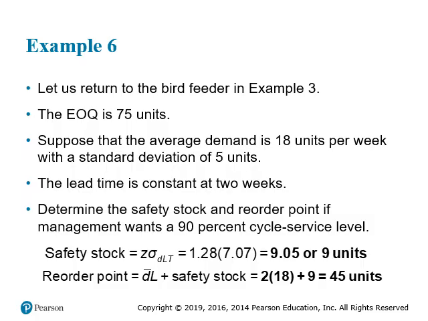The reorder point, then, will be expected demand during lead time, which is 2 weeks of 18 unit demand, or 36 units, plus the safety stock, which is 9, so our reorder point ends up being 45 units. So we have 36 units of cycle inventory that's a part of our reorder point, and we have 9 units of safety stock, which is also a part of our reorder point.